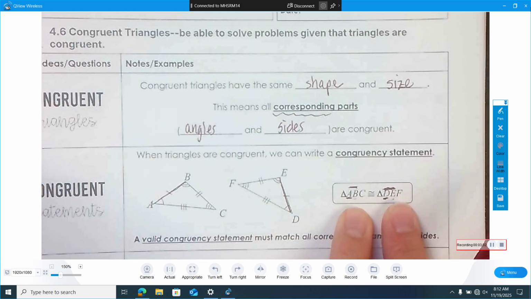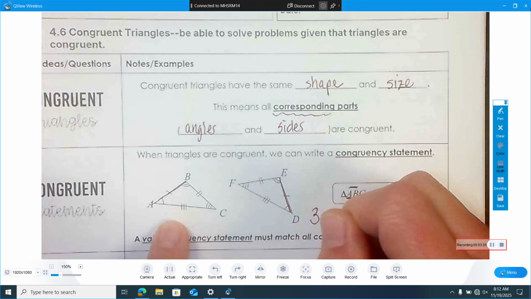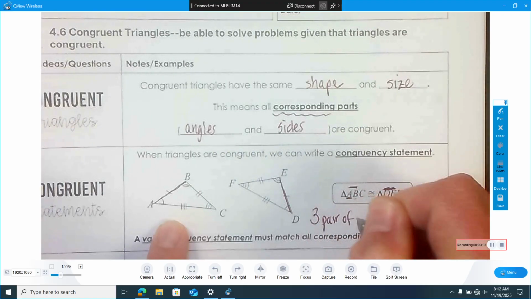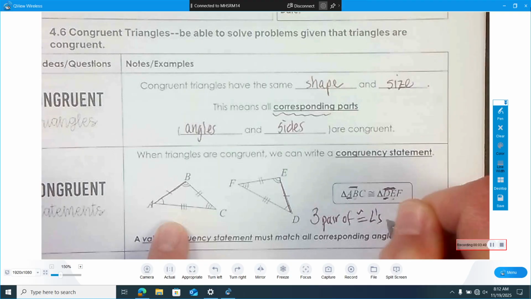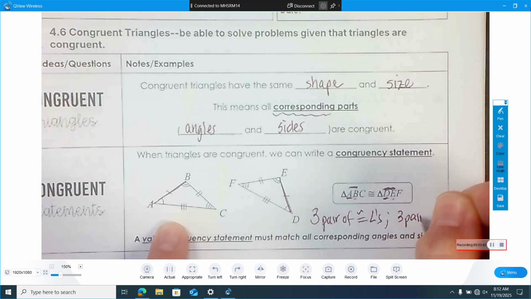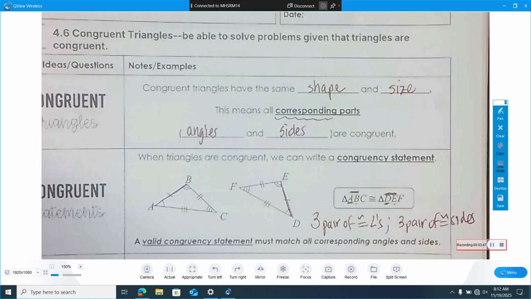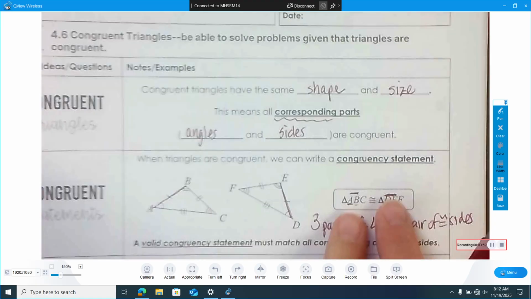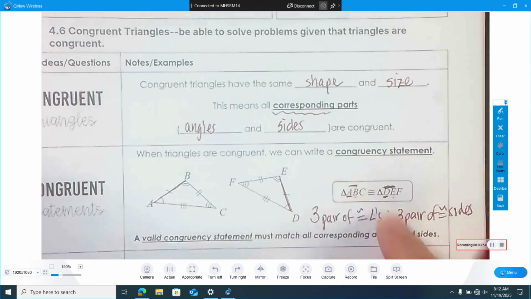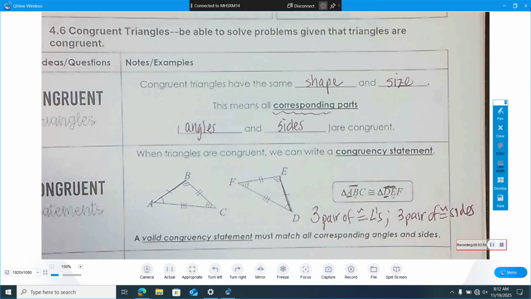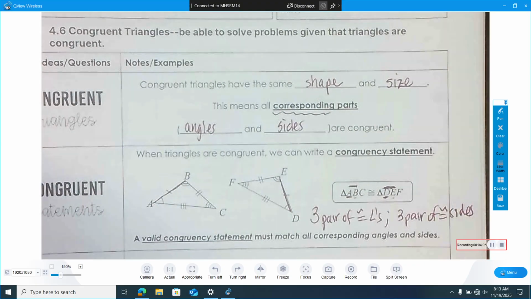So when we have a congruency statement, there are three pair of congruent angles, and there are three pair of congruent sides, all right? Three and three. Three pair of congruent angles and three pair of congruent sides. So if we have a congruency statement, we know a lot about the triangles, okay? That's really, really important, and we can read all of that straight from the congruency statement. So it's a powerful, powerful little statement.